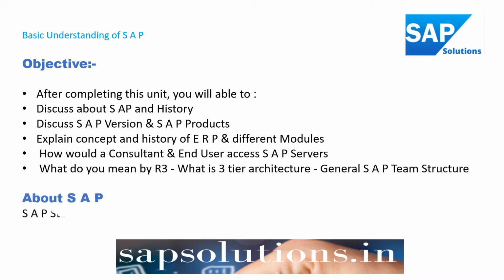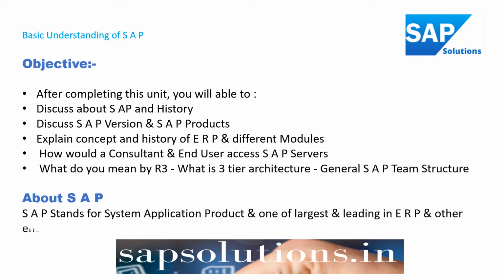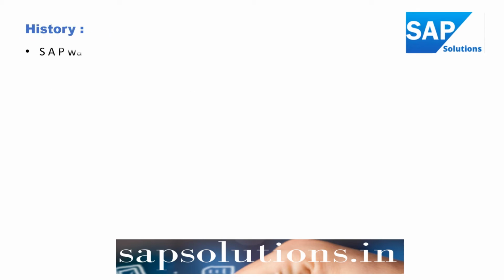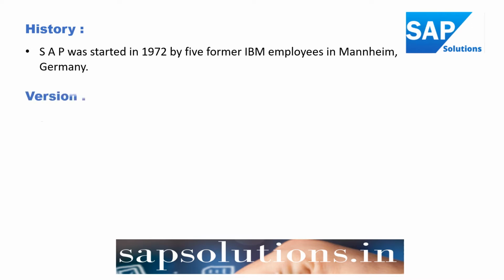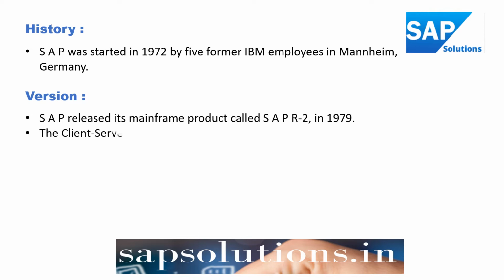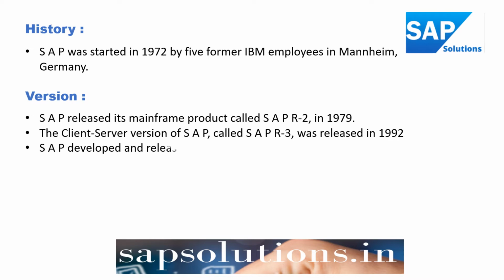About SAP. SAP stands for System Application Product and is one of the largest and leading in ERP and other enterprise applications. History. SAP was started in 1972 by 5 former IBM employees in Mannheim, Germany. Version. SAP released its mainframe product called SAP R2 in 1979. The client-server version of SAP, called SAP R3, was released in 1992.